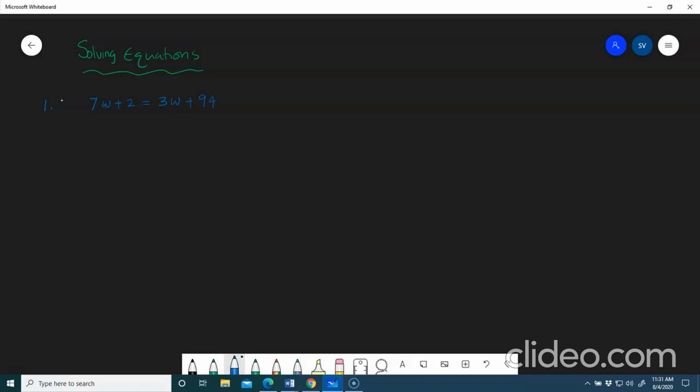Solve always means finding the value of the variable. What is the variable here? The variable here is w. What value of this variable will satisfy both sides of the equal sign? That is what it is asking for. So when we find a solution for the variable, that variable will satisfy both sides of the equal sign, the equation or the statement.